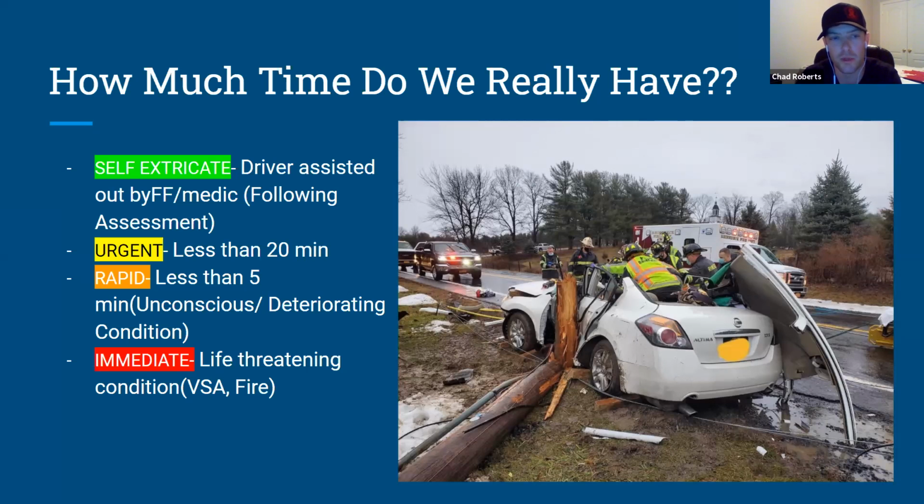So those are the things you've got to keep an eye on. You can go from one to another, but your rapid is less than 5 minutes. That's when you want to get to work quick. You've got to get a door open, make a hole, and get them out. You may have to pull them out in a different manner than you want, but the idea of the plunger on the head and trying to keep them in line is kind of going out the window now, right? We're starting to think about just getting them out. Immediate, that's life-threatening. That's VSA, fire conditions. So situations where we've got to get them out right away.